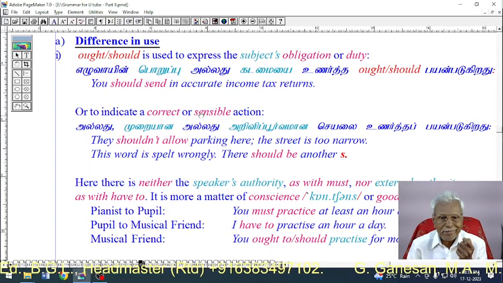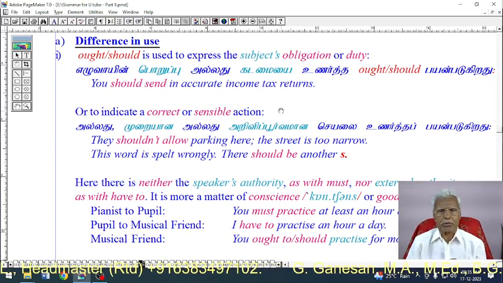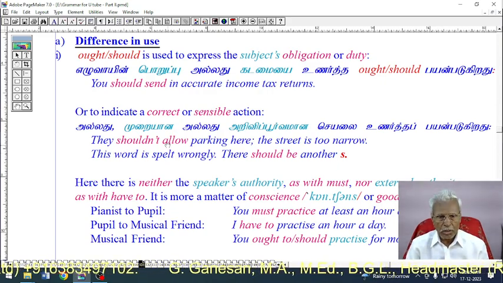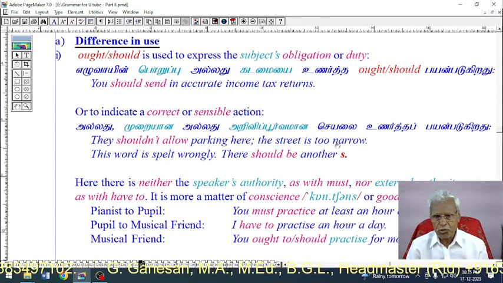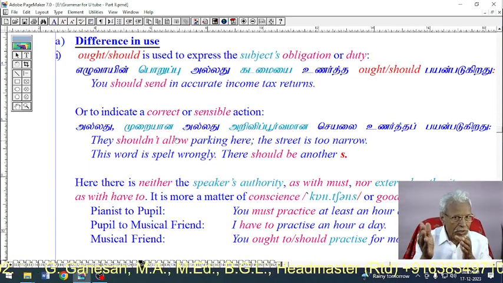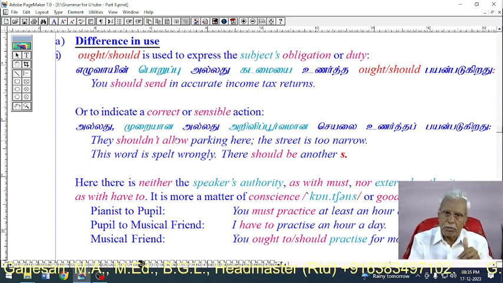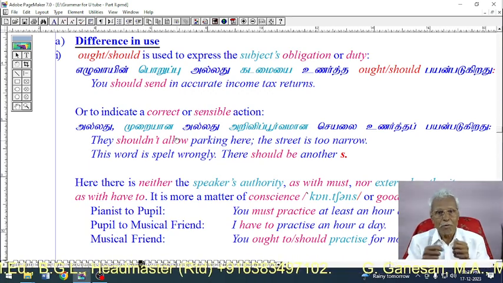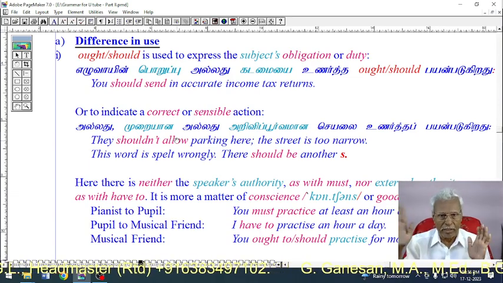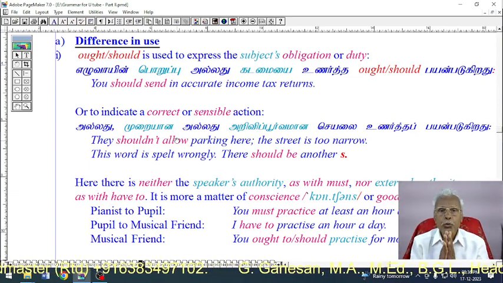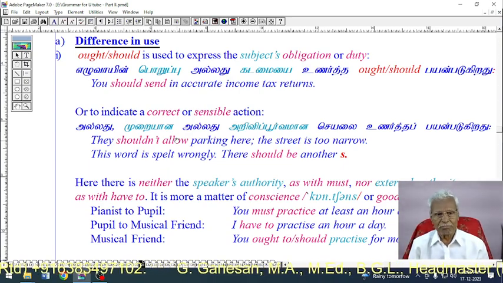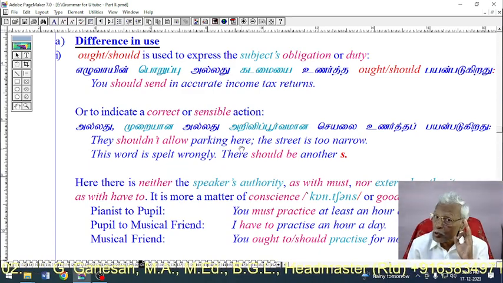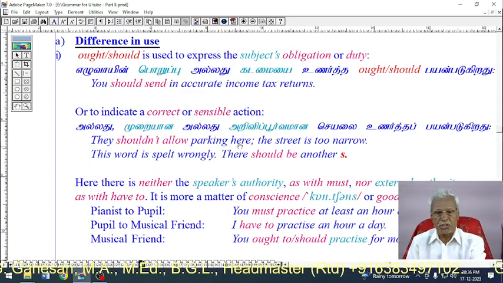Should can also be used to indicate a correct or sensible action. They shouldn't allow parking here. The street is too narrow. That is, as the street is too narrow, the people living in that street shouldn't allow parking there. They shouldn't allow vehicles to park there. It is the responsibility, the duty of the people living in that street.